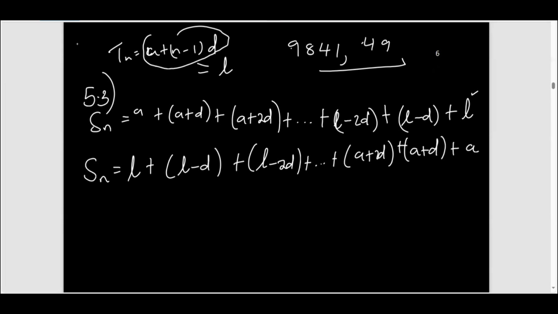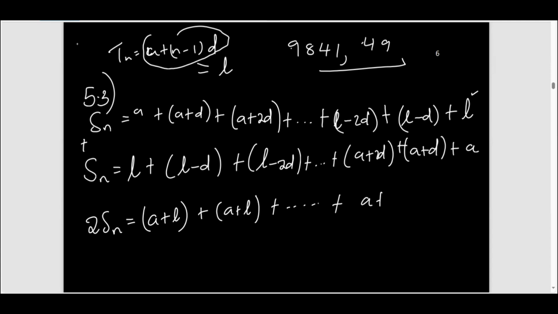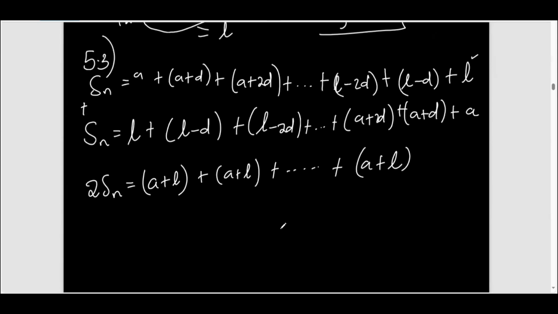After that, we shall add the two. Remember, for geometric we subtract; for arithmetic we add. So Sn and Sn, I'll have twice Sn. This and that, I'll have A plus L. In this case, I'll still have A plus L, and then A plus L up until the last one, which will be just A plus L. Since this is a finite series with a certain number of terms, say n, we shall get n multiplied by A plus L. This is equal to twice Sn.